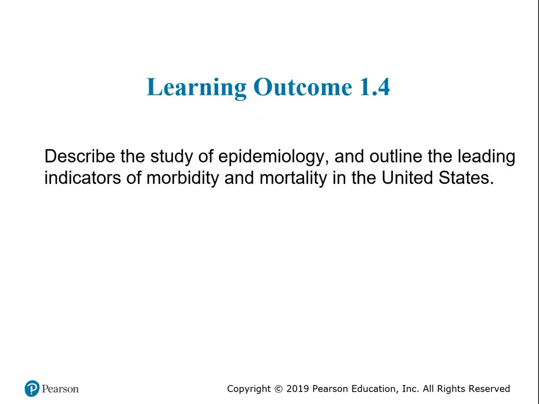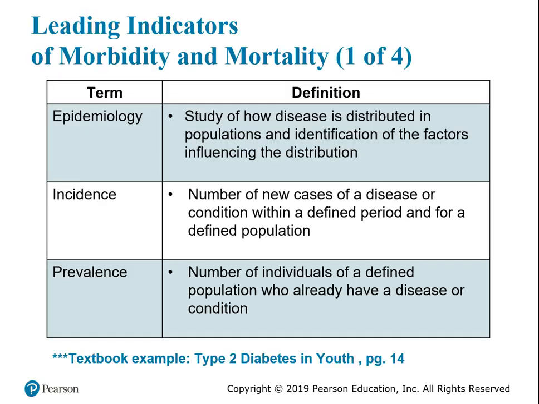All right, so that leads us, no, not to the last part. We have one more section after this. So here we talk a little bit about the study of epidemiology, okay? And just an outline of some of these leading indicators of morbidity and mortality in the United States. So if we want to, again, define what does epidemiology mean and why do we talk about it in pathophysiology?